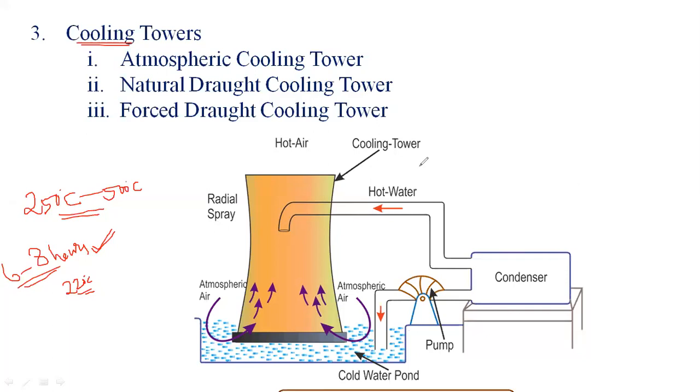And we can maintain the constant power generation. Now, the cooling tower is a semi-enclosed device for evaporation, the cooling of the water by controlling with air. That is, the hot water is coming from the condenser.